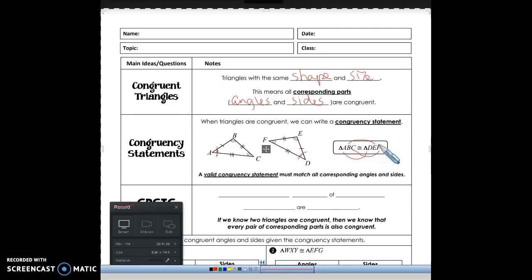Okay, so now we can look at the sides. Here in this statement, I have side AB. AB has one tick mark. What side has one tick mark on the other triangle? DE. There's DE in the statement. BC has two tick marks. Here's BC right here. What other side has two tick marks? EF. There's EF in the statement. So they all correspond. They all line up.